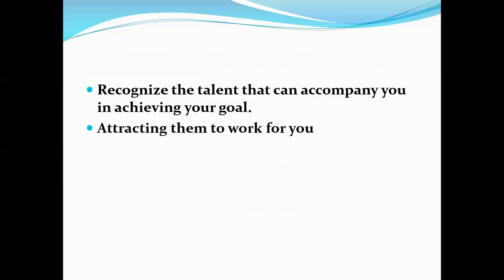Attracting them to work for you is very important. So how can we attract and retain or maintain employees? Number one, give them good pay, a competitive salary package. The remuneration policy should be very stringent, or in other words, very flexible. Number two, give them all the benefits: casual emoluments, perquisites, perks, fringe benefits, and all kinds of facilities which can be given in order to attract these people.